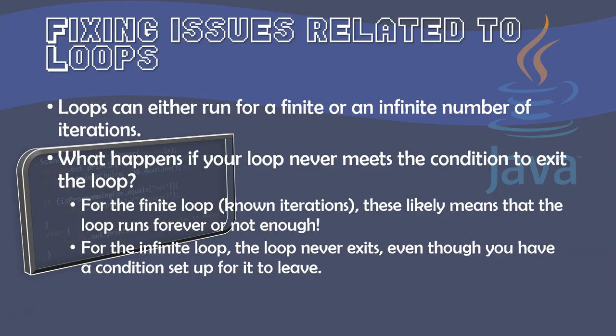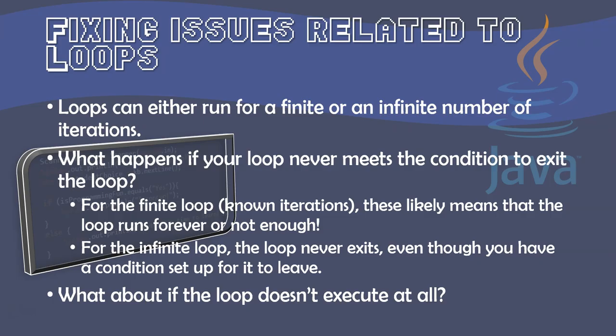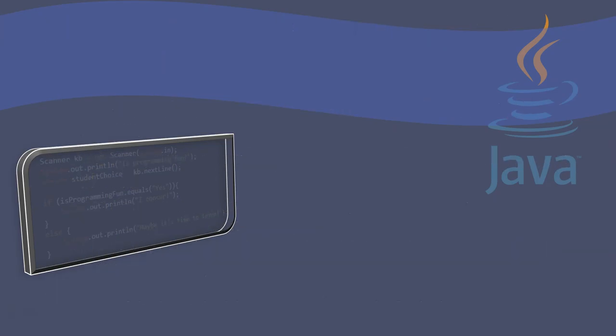Maybe you want it to run for 6 iterations and it's only doing 5. For an infinite loop, maybe we have it running infinitely because we're getting user input up until a certain point. But when we say we want this loop to stop getting input, that loop never exits, even though we have a condition set up for it to leave. And of course, there's always the problem: what if that loop doesn't execute at all? A lot of these are going to come back to how we are handling that Boolean expression.